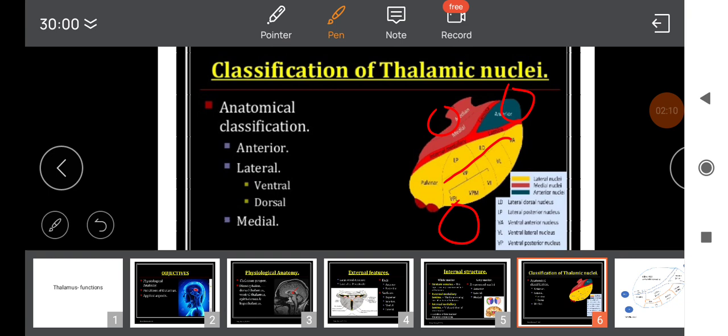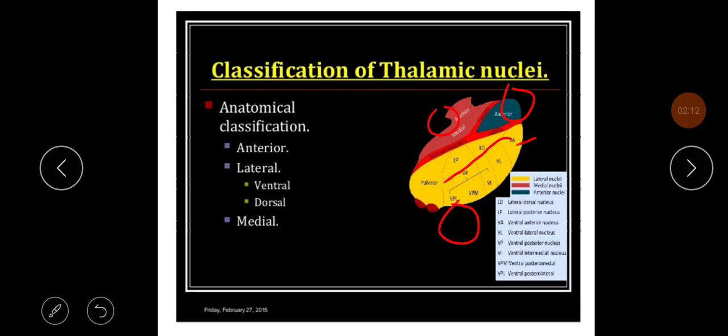The ventral part again is divided into ventral anterior, ventral lateral, and ventral intermediate. Then the ventral posterior is again divided into ventral posterior lateral and ventral posterior medial. And the dorsal part is divided into dorsal posterior and lateral dorsal. The most posterior part is called the pulvinar nucleus. So this is the anatomical classification of the thalamic nuclei.